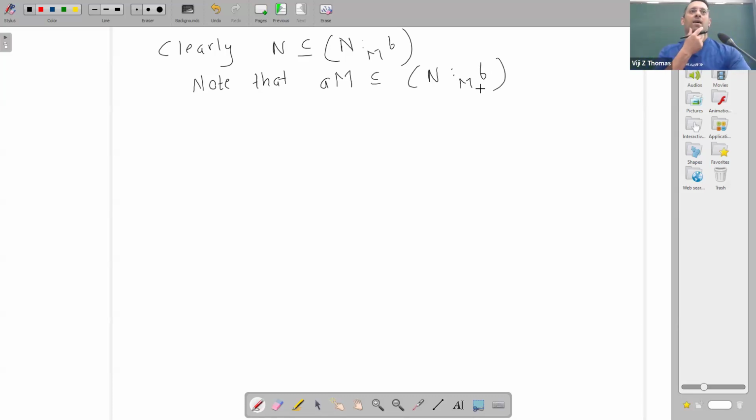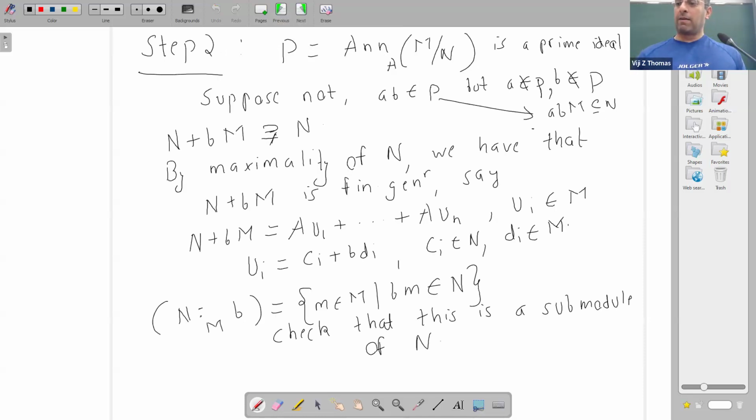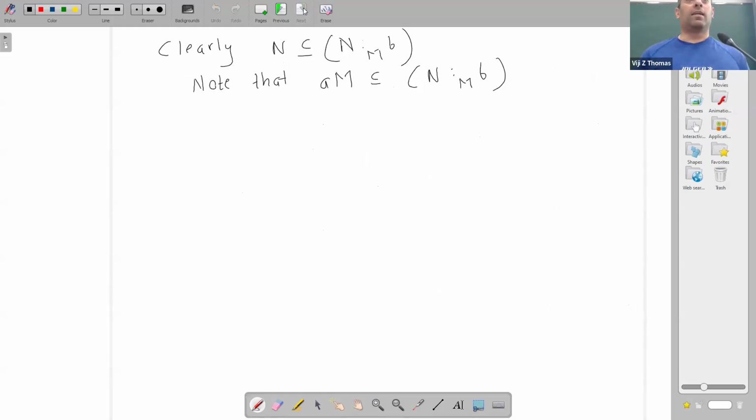Why? Why is AM contained there? You multiply A and an element of M times B, then it will be AB times an element of M. And AB times an element of M, let's look. Here we had made this observation: AB belongs to P precisely means AB times M is contained in N. Okay. So next. So AM is contained.